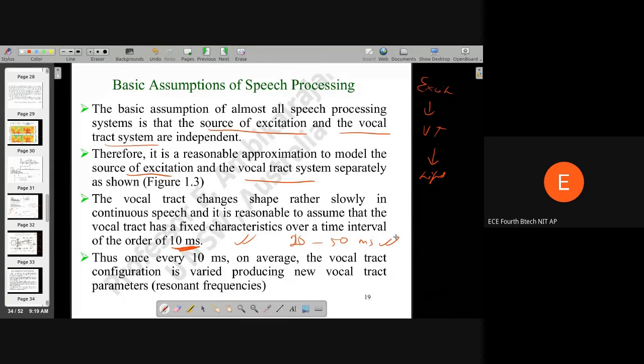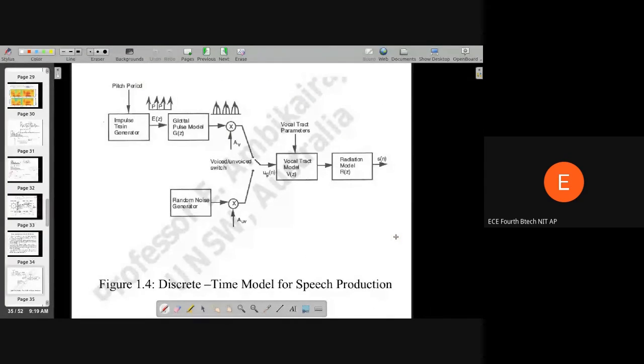Yeah, so now moving on. So how will we model? So first thing we'll do, if you remember, we used EGG signals, we measured glottal volume velocity. How did those curves look like? It looked like this.